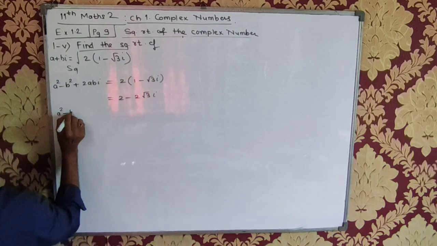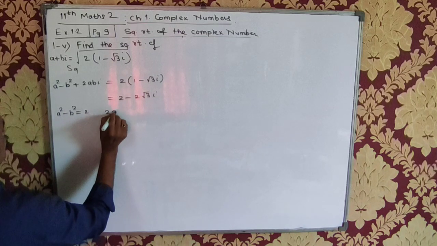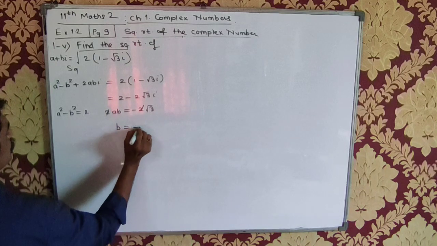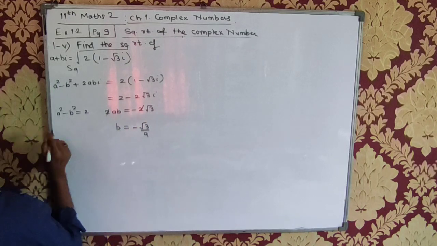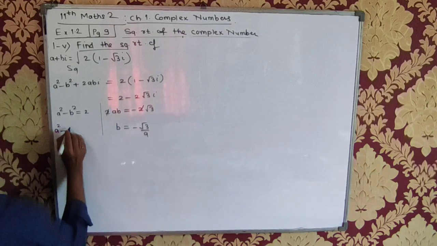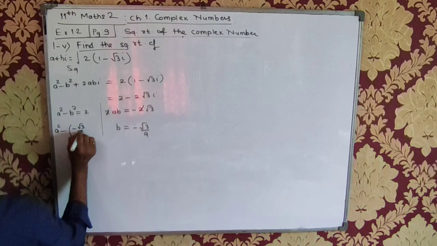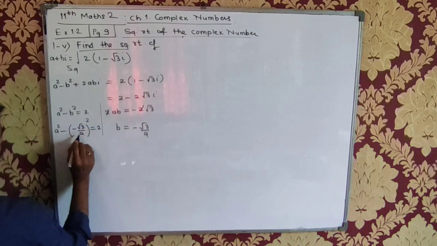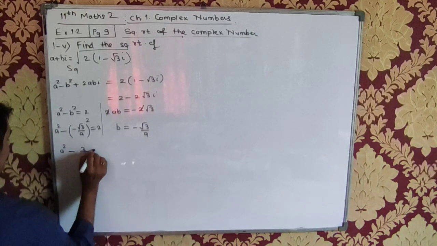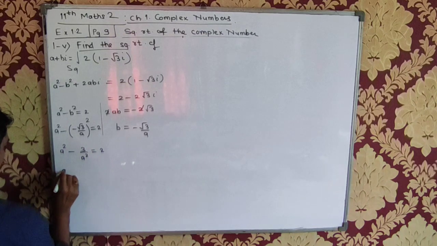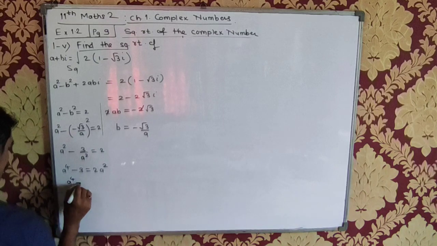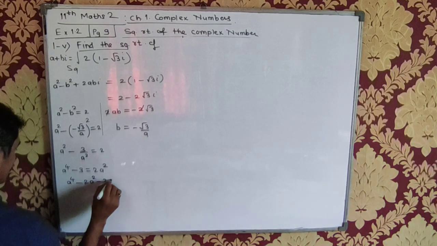So a square minus b square is equal to 2, and 2ab is equal to minus 2 root 3, so ab is minus root 3, and b is equal to minus root 3 upon a. Substitute: a square minus 3 upon a square is equal to 2. A raised to 4 minus 3 is equal to 2a square. A raised to 4 minus 2a square minus 3 is equal to 0.